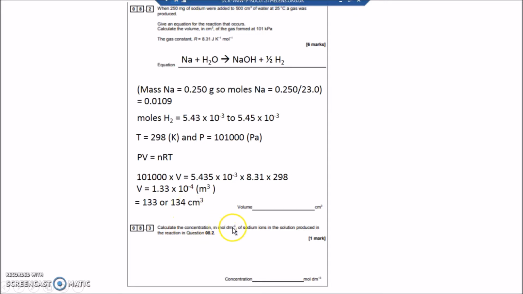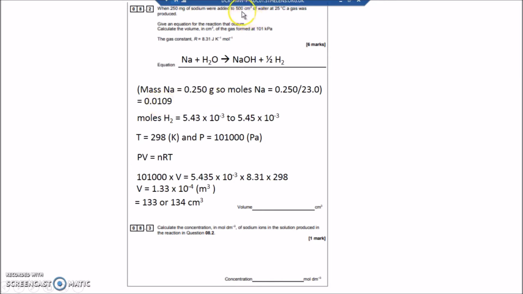Calculate the concentration in moles per decimeter cubed of sodium ions in the solution produced. So we know the number of moles of sodium is 0.0109. We know that concentration is moles, 0.0109, divided by volume.